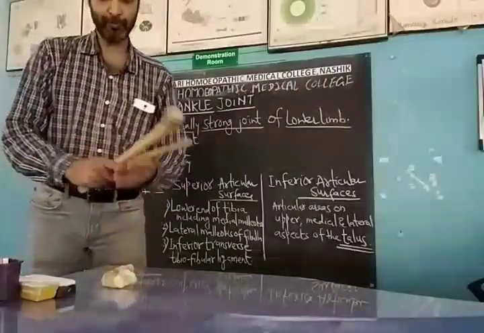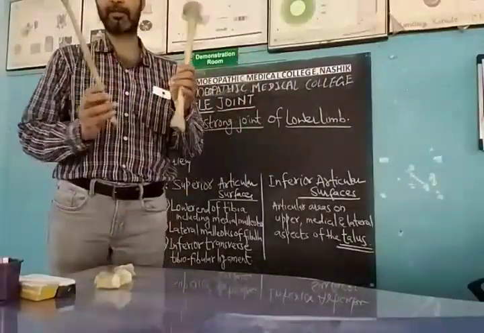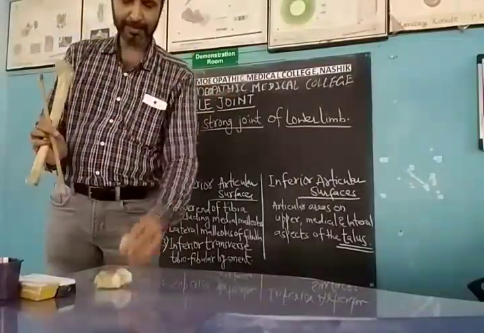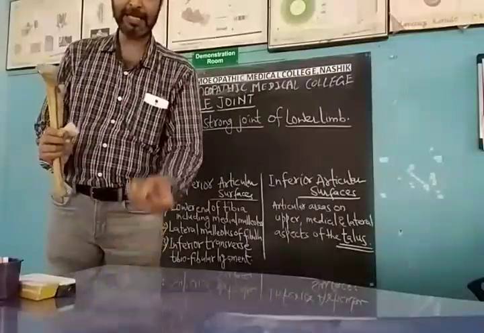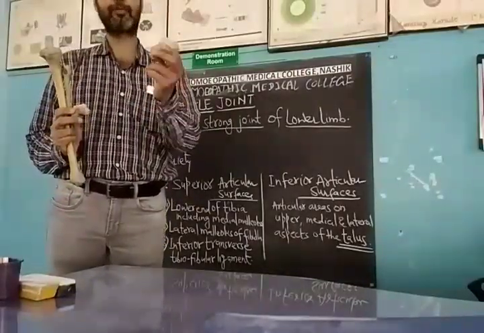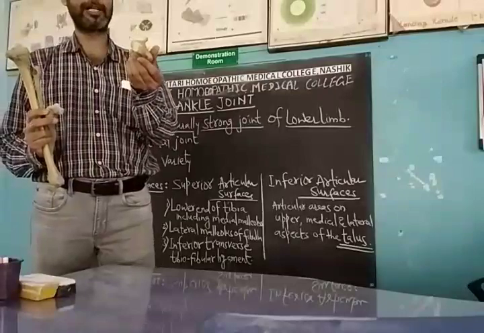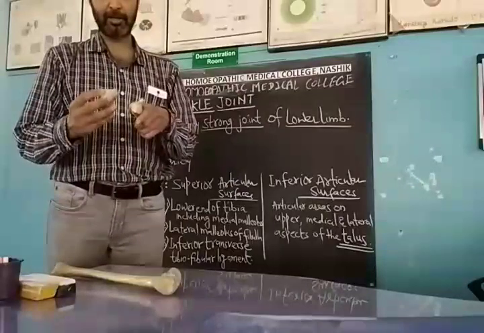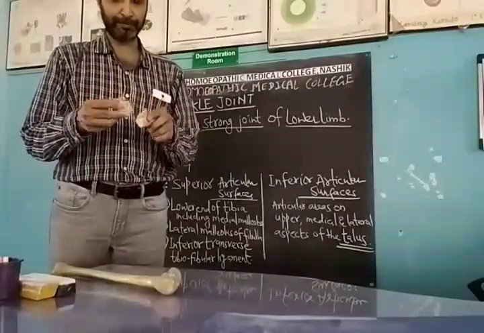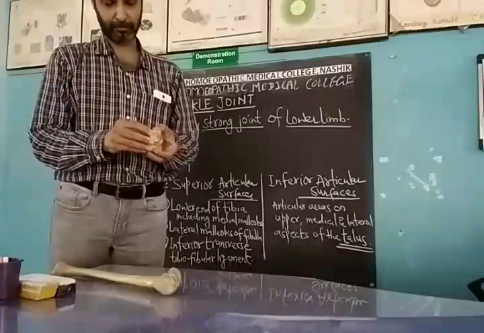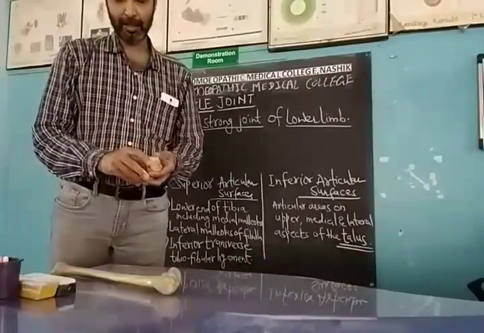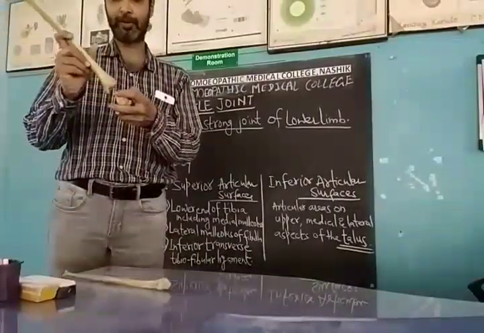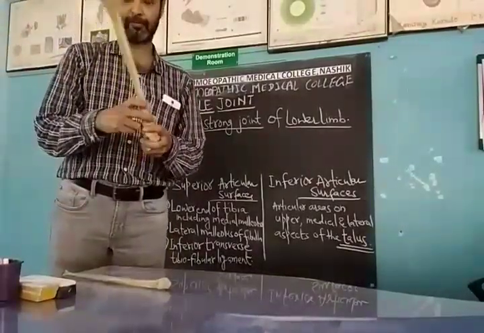Now let's see on this bone. This is the tibia, this is the fibula, this is the talus, and this is the calcaneus, the calcaneum bone. This bone gets articulated over here, and this forms the inferior articular surface. Now the superior articular surface we can see over here.